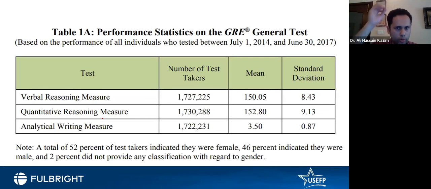Now, what is a good score? These are the statistics from July 2014 to June 2017. 17,27,000 people gave the verbal reasoning, and 17,30,000 gave the quantitative reasoning, and they scored 153. So the mean score of the verbal exam is 150, and that for quant is 153, which means that if you score 151 in verbal and 153 in quantitative, you are better than 50% of the people appearing in the test. This should be the starting aim: for each of the two components, you need to be above the 50th percentile. This is the initial aim, but the higher you do, the better it is.